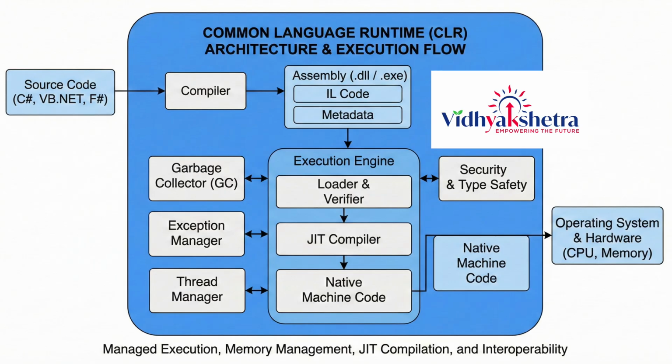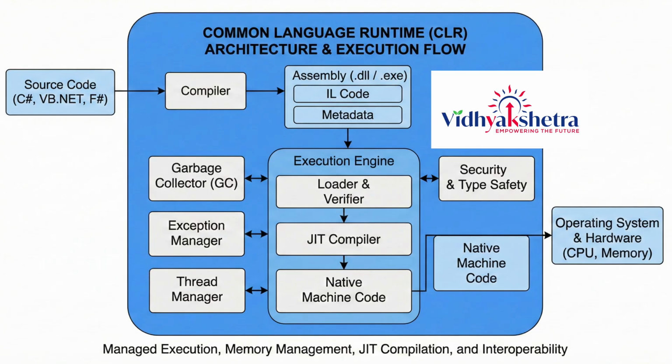CTS categorizes types mainly into value types and reference types. Value types include primitive data types, structures, and enumerations. These are usually stored directly in memory and copied by value. Reference types include classes, arrays, delegates, and interfaces. These are stored on the heap, and variables hold references to their memory locations. This unified type system is the foundation of cross-language interoperability in .NET.